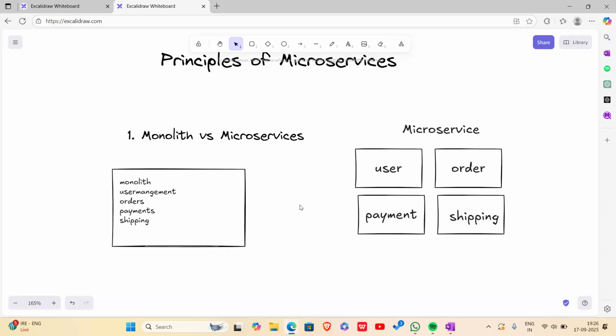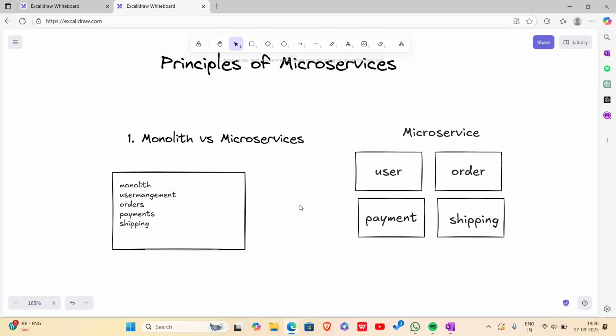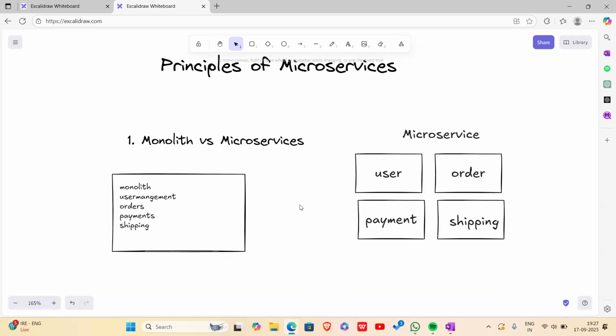Designing microservices isn't just about cutting code randomly. We use domain-driven design, DDD, to identify bounded contexts. For example, an order context is separate from payment context, inventory, and shipping. This way, each microservice maps to a real business domain. Teams can own different contexts without stepping on each other's code. This reduces coupling and increases autonomy.